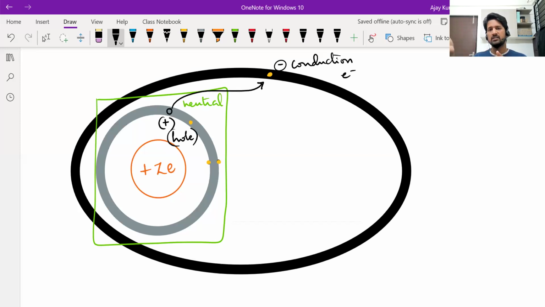Electron is a particle. It actually takes negative charge with it. Hole, as I said, is a space which is ready to accept an electron. We say hole is positively charged. That is correct. The space is positively charged, but hole is not a particle.